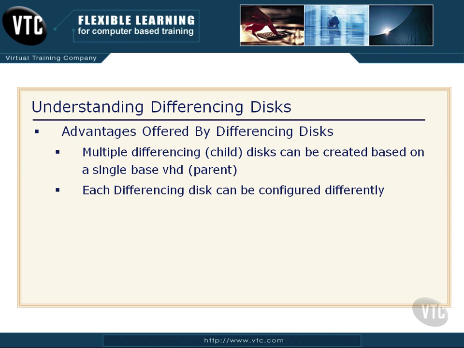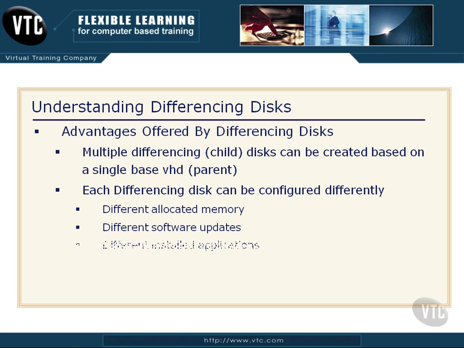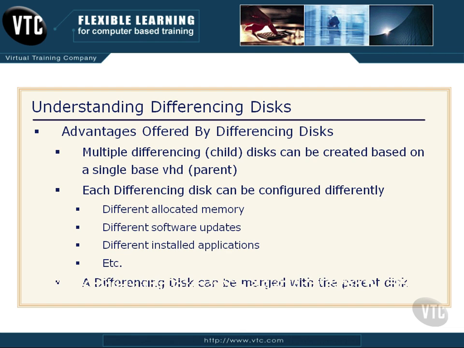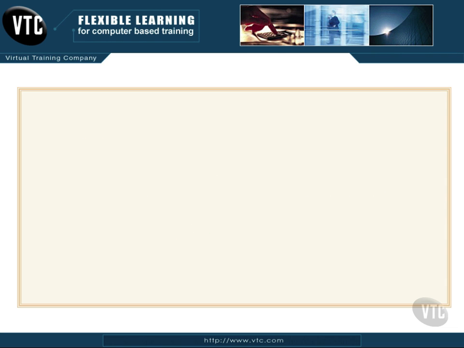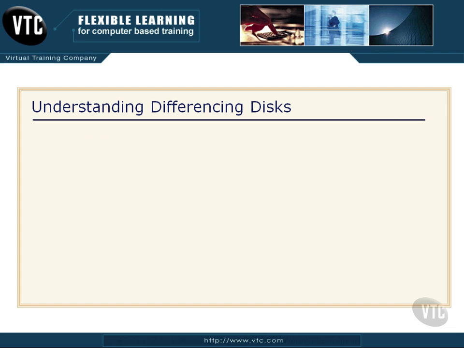And each differencing disk can be configured differently. So I could have a single parent base VHD that you'll hear called the base disk. Then I could have 12 differencing disks, and all 12 people could configure their machine however they want to, and everything is cool. You can have things like different allocated memory, different software updates, different installed applications, on and on and on. The differencing disk can later, if you would like, be merged with the parent disk, and they kind of all become one again. Or basically the base disk gets updated with the differences.